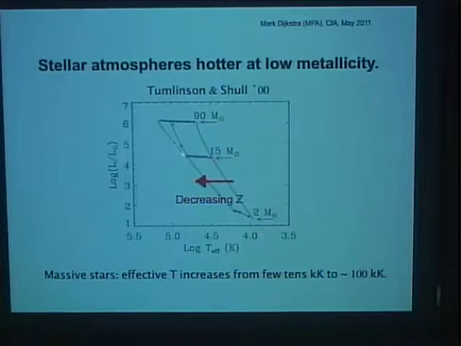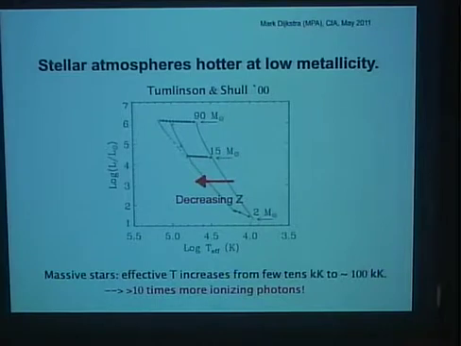So as you decrease the gas metallicity, you crank up the effective temperature of the star by a factor of a few. And I think what is particularly interesting is that for the mass range of tens of solar masses, you crank it up from several tens of thousands of Kelvin here, up to potentially 10 to the 5 Kelvin. And this is really interesting because the black body spectrum of a 10 to the 5 Kelvin emitter basically peaks beyond the hydrogen ionization threshold. So if you have these metal poor stars, they are much more efficient at emitting ionizing photons.